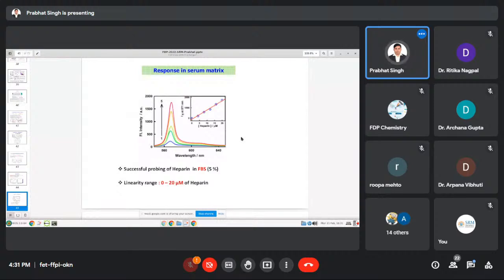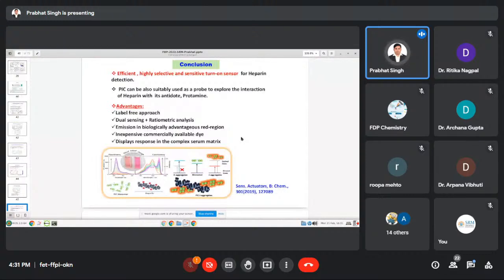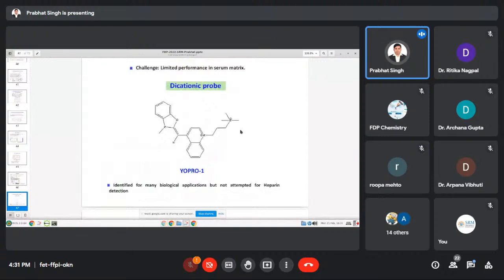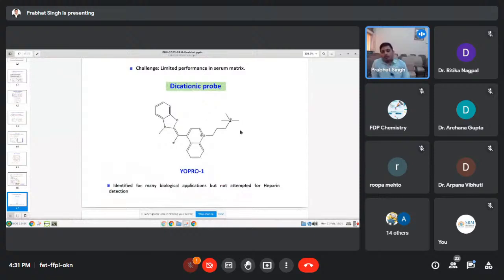So we made, I will not say a quantum jump, but a small jump from here. But we did not want to lose on other parameters. Just to conclude this J aggregate part, again, very nice features, and again getting into a very good journal like Sensors and Actuators. As I said, these fields are competitive. Now the challenge was limited performance in the serum matrix, and as I made this story, we thought, let us take a dicationic probe and see whether we can improve the performance.